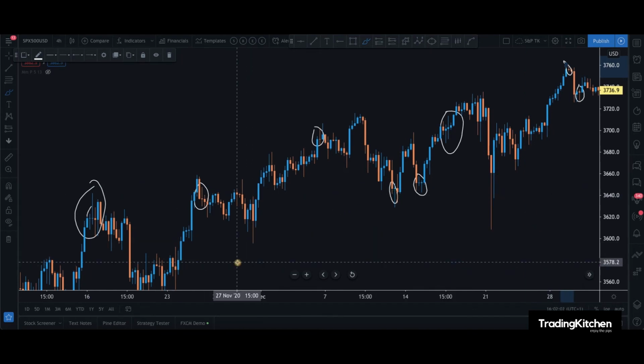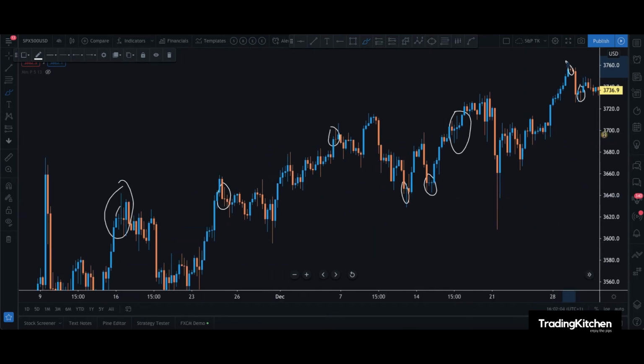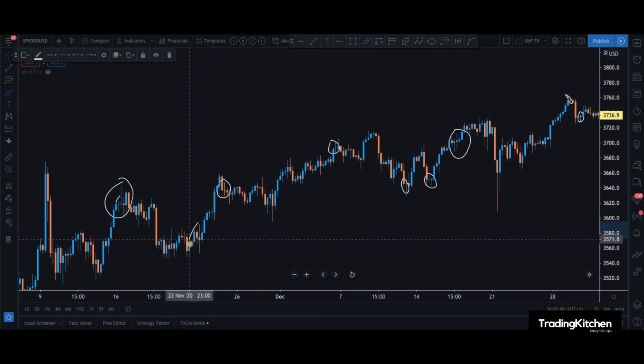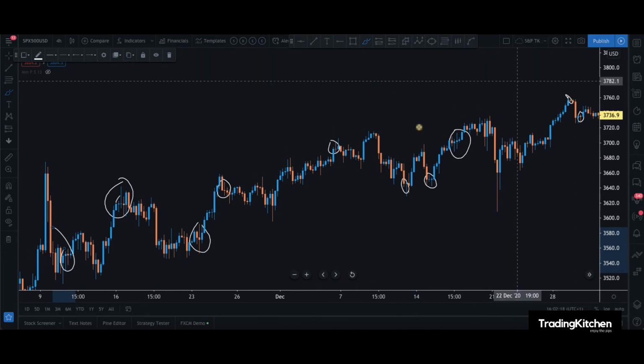Okay, so as you can see, so many times. This is no problem. It's not a Doji, but something like that. Okay, so this one. Okay, as you can see, you have so many examples. And what does a Doji mean?